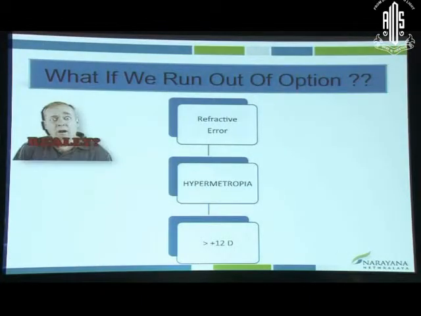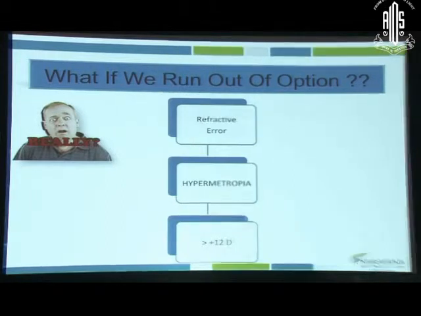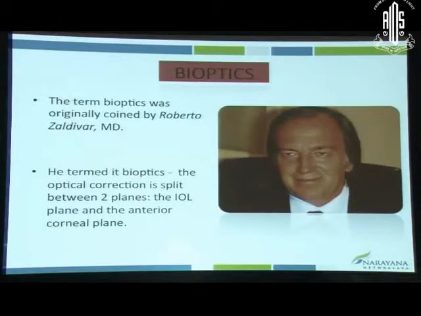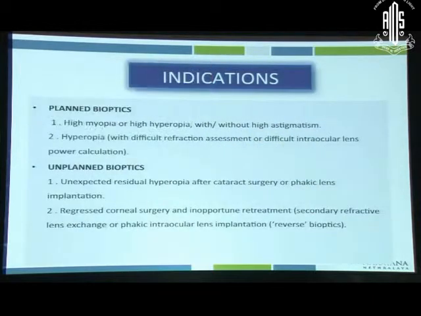The final option, if we have very high refractive error, you can do something called BIOPTICS. Roberto Zaldivar described this terminology. Basically, what we do is we split the refractive error correction at two planes. One corneal plane by doing laser refractive surgery or any other sort of surgeries, and second inside by doing lens-based surgery. Now the lens-based surgery can also be phakic intraocular lenses, or it can be the refractive lens exchange like what Matthew described earlier.